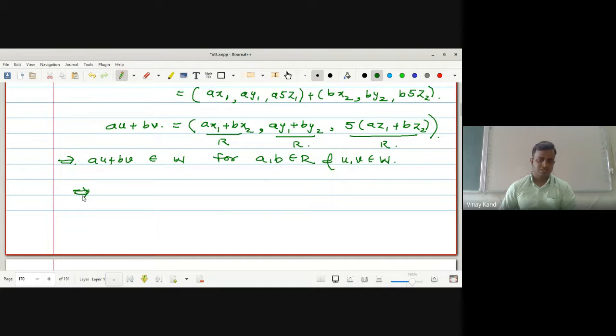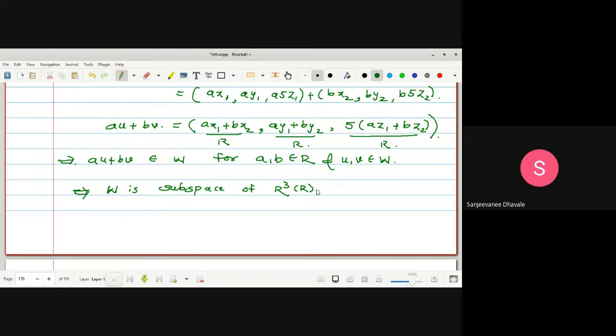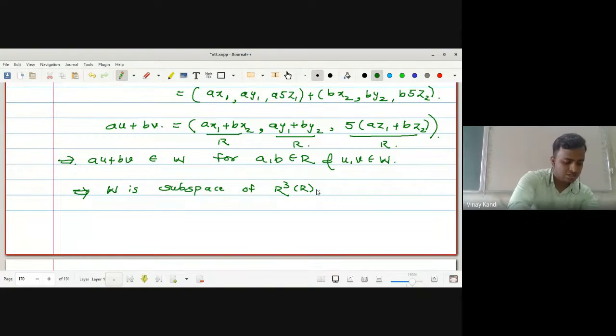This implies W is a subspace of R3 over R. Okay, any doubt? Okay, so this is the proof, this is the solution. Now, the second one.